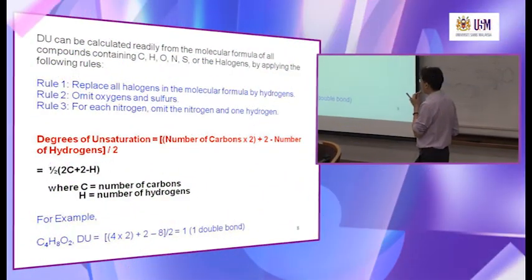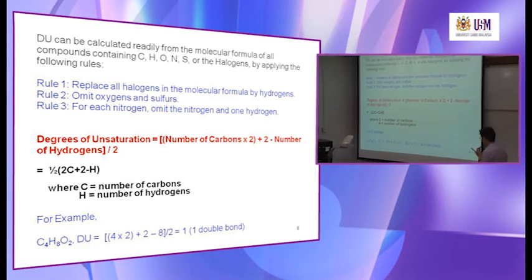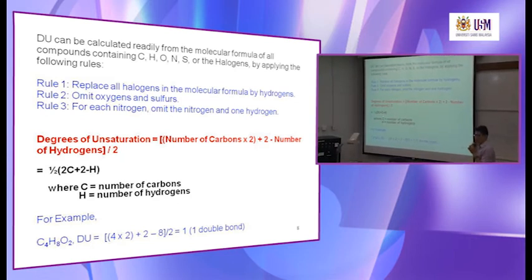Let's see the example given here. The formula given is 2C plus 2 minus H, divided by 2. C represents the number of carbon, H represents the number of hydrogen. Number of carbon times 2, plus 2, minus the number of hydrogen. The total of this, divide by 2, or times half. This is the same meaning.